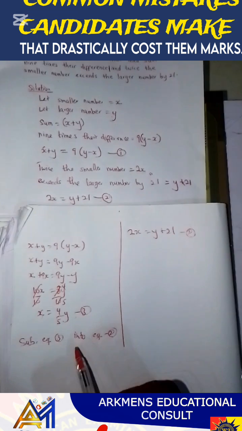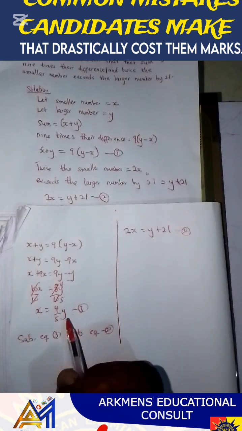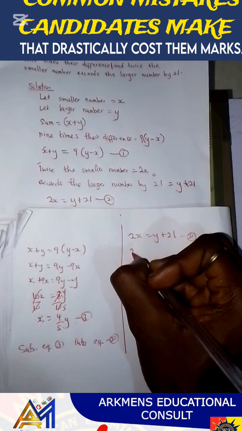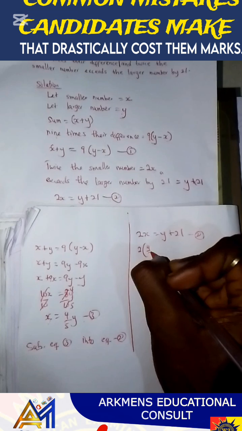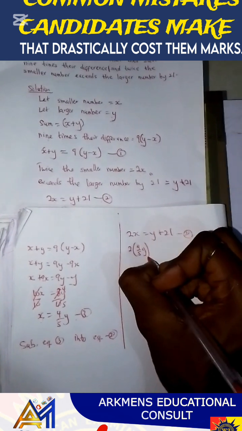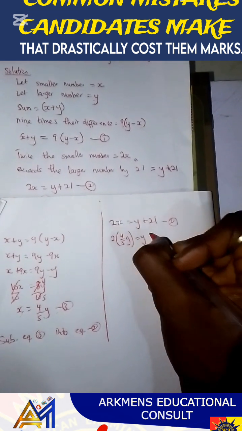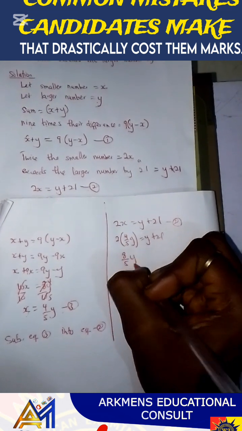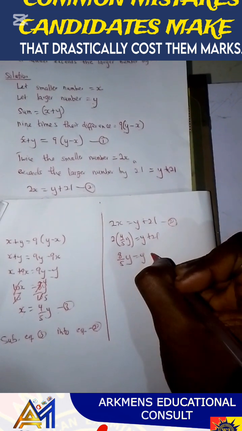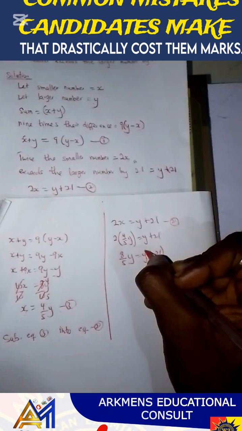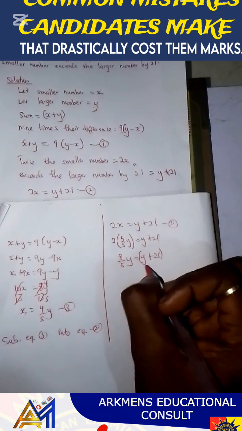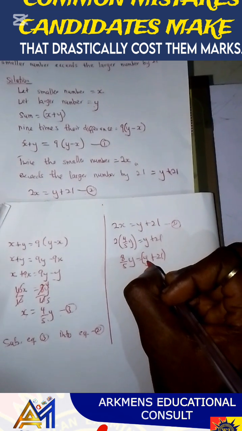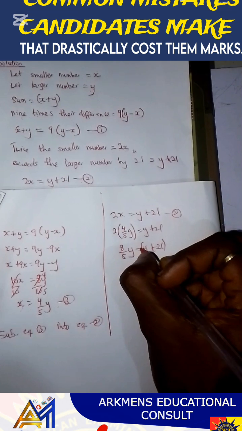So now that I have my x equal to 4 over 5y, wherever I see x, I put in 4 over 5y. So 2 into bracket 4 over 5y, bracket close, equals y plus 21. So 2 times 4 will give us 8 over 5y equals y plus 21. This can be grouped in 1. Then we can do cross multiplication, because normally this is the same as over 1.